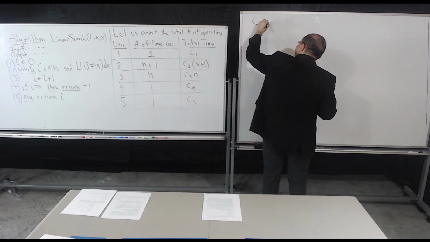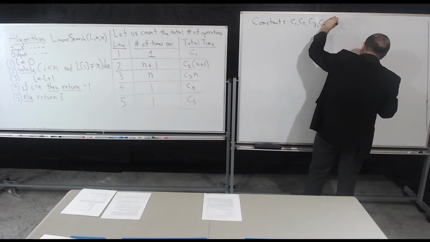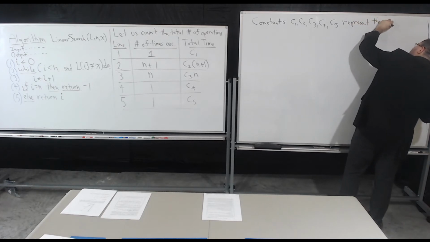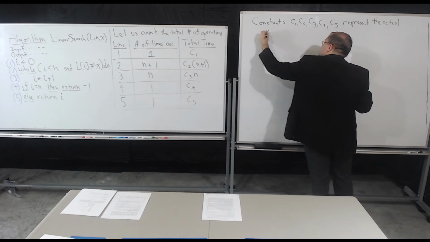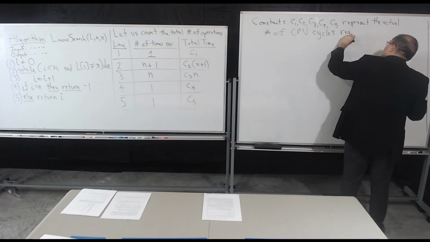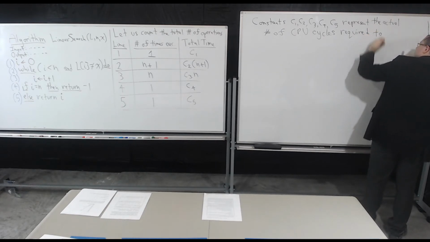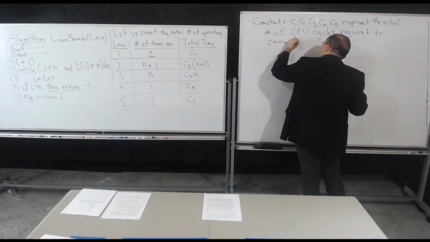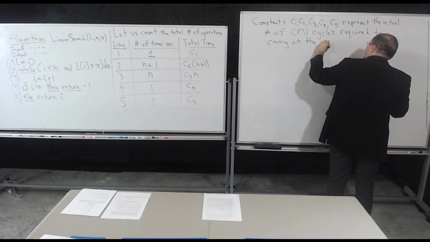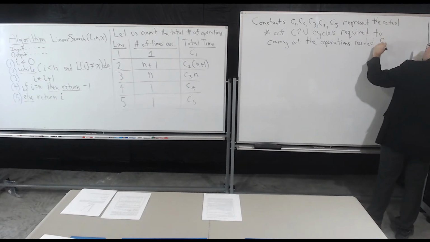So I need to write something down. Constants C1, C2, C3, C4, C5 represent the actual number of CPU cycles required to carry out the operations needed for each line.